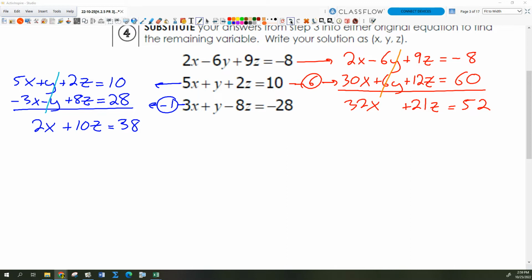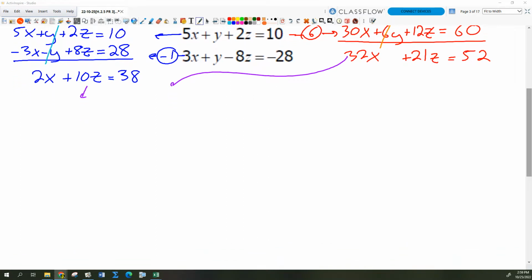Okay. So I've got two equations in two unknowns. And so now I'm going to build a 2x2 system out of that and solve a little mini problem. You guys can do 2x2 systems in your sleep. That's no big deal. So that's going to give me the 2x2 system, 2x plus 10z equals 38 and 32x plus 21z equals 52.